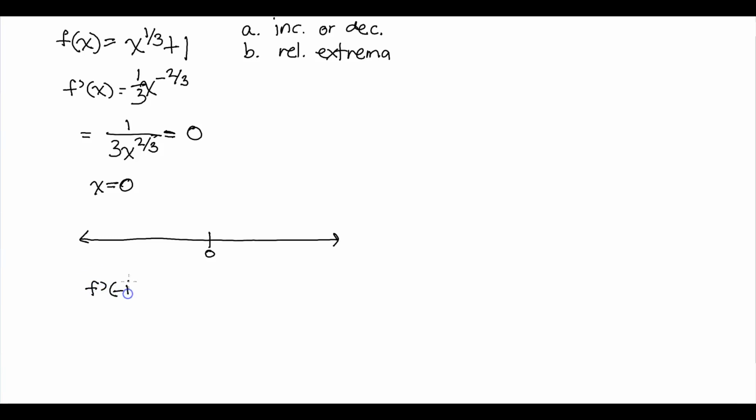F prime of -1 is 1/3 times -1 to the 2/3 power. Well, -1 to the 2/3 power is just 1. So you have a positive answer over here. Let's try f prime of 1. So that's 1/3 times 1. So you get the exact same answer. So it's increasing over here as well. It's positive over here as well.